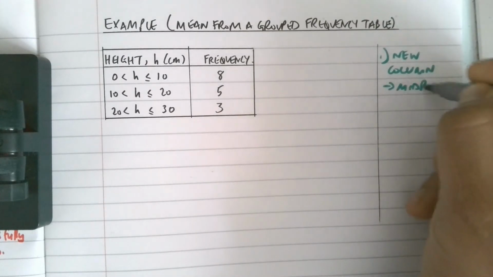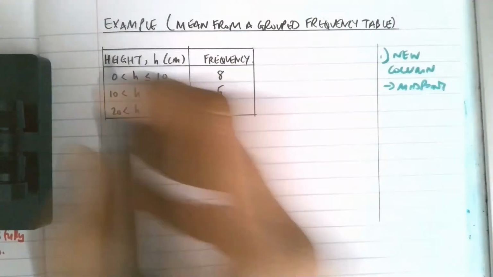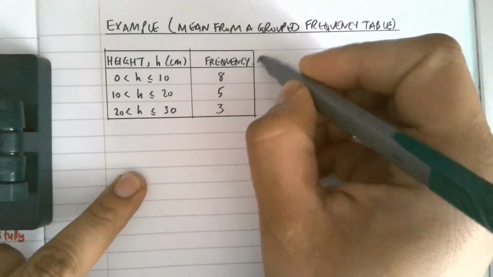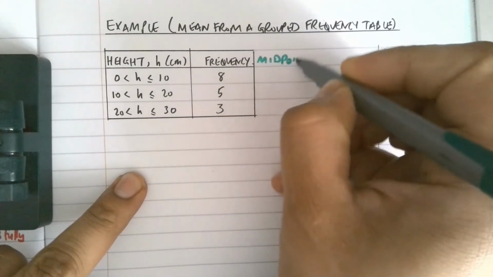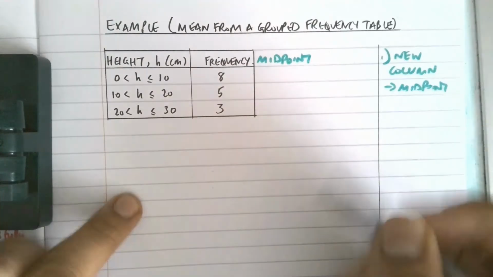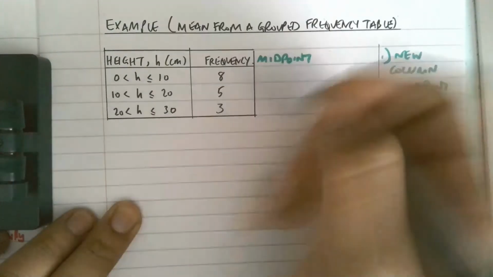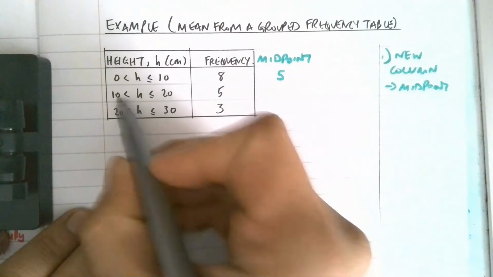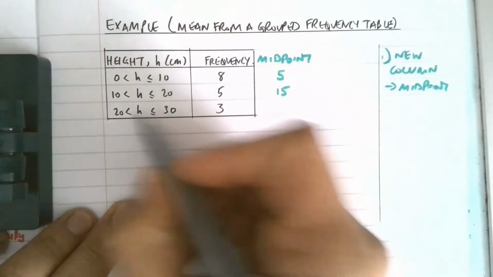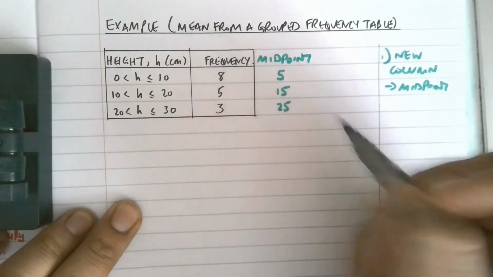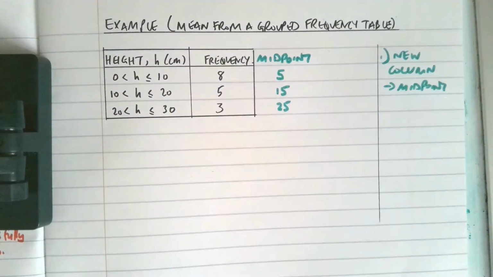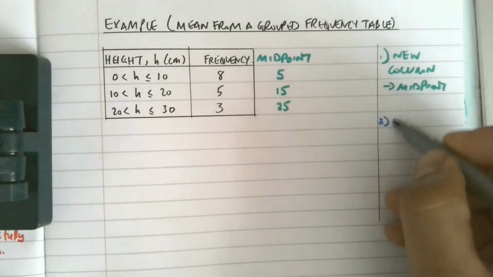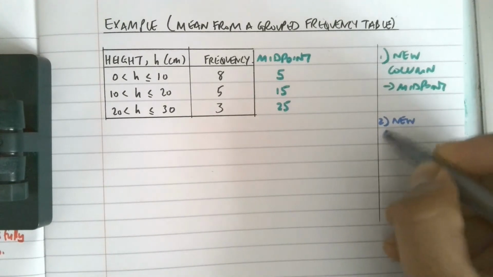To find the estimated mean from this frequency table, the first step will be to add a new column, and that will be for the midpoint. We're estimating that the average for that range is the midpoint, so 5, 15 and 25. Once we've found the midpoints, we can then add up the total heights of those 8 plants.